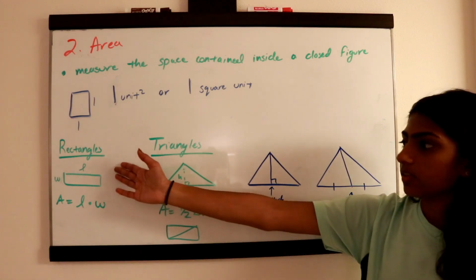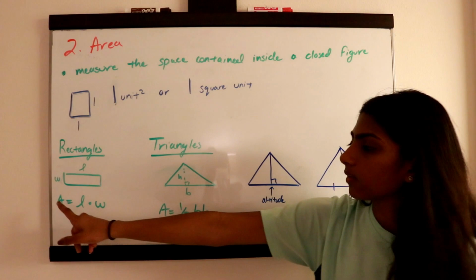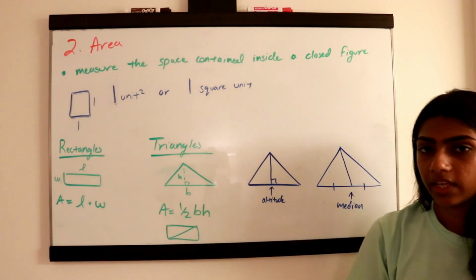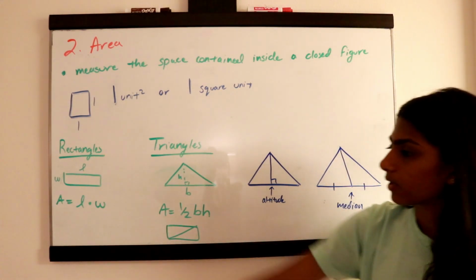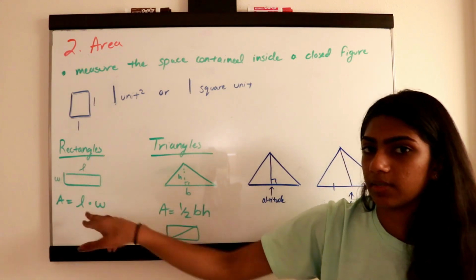So for rectangles, that's all you have to do. You're just going to multiply the length times the width. So the area of a rectangle is always going to be length times width. Now remember, it has to be one side here and one side here. You can't do width times width or length times length.